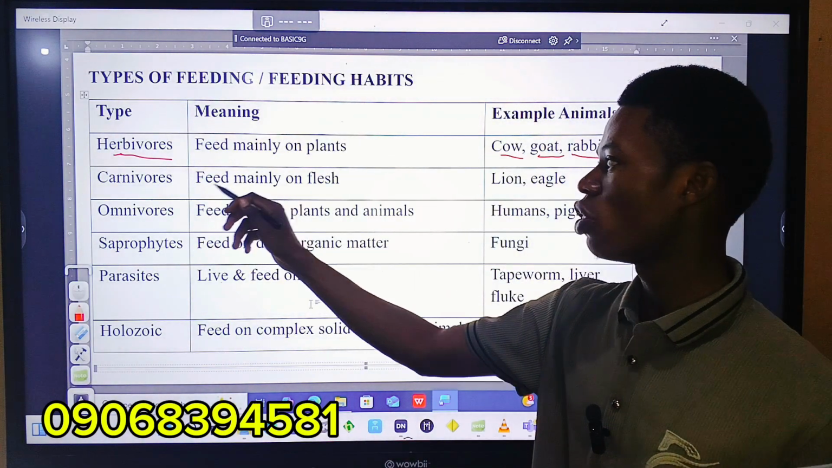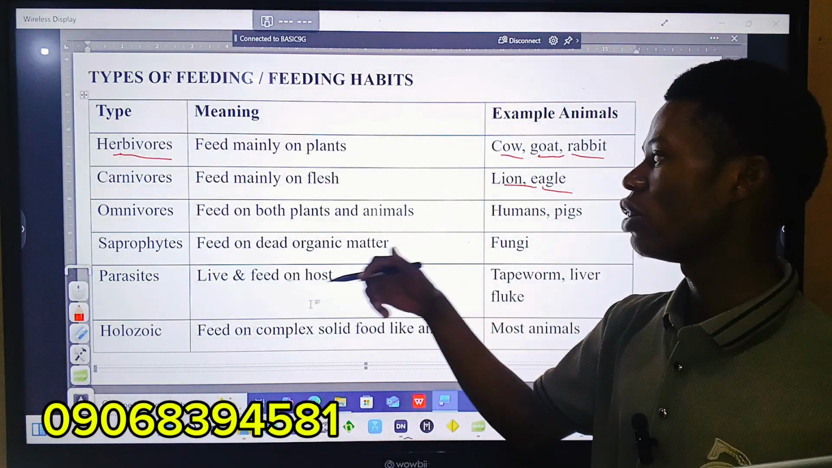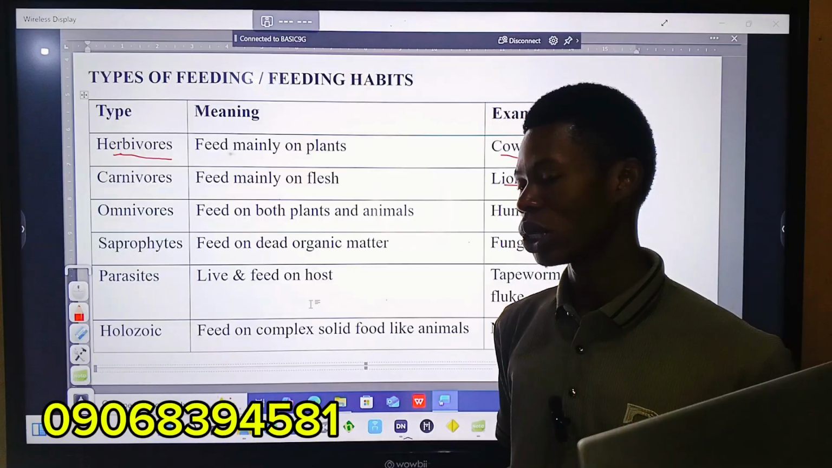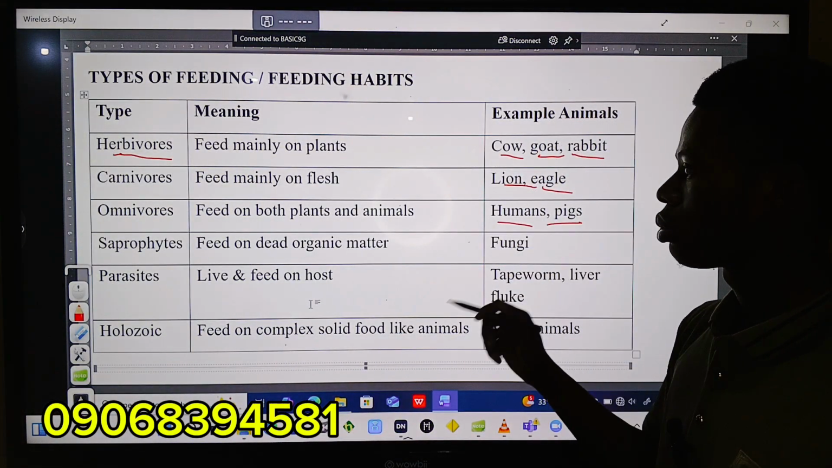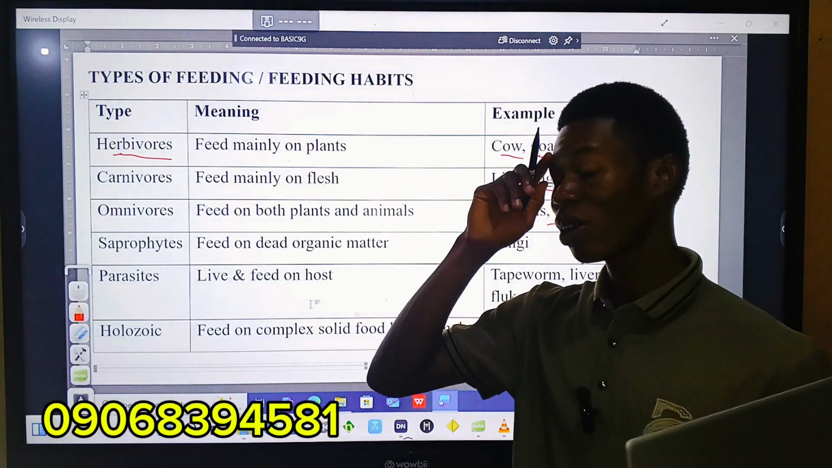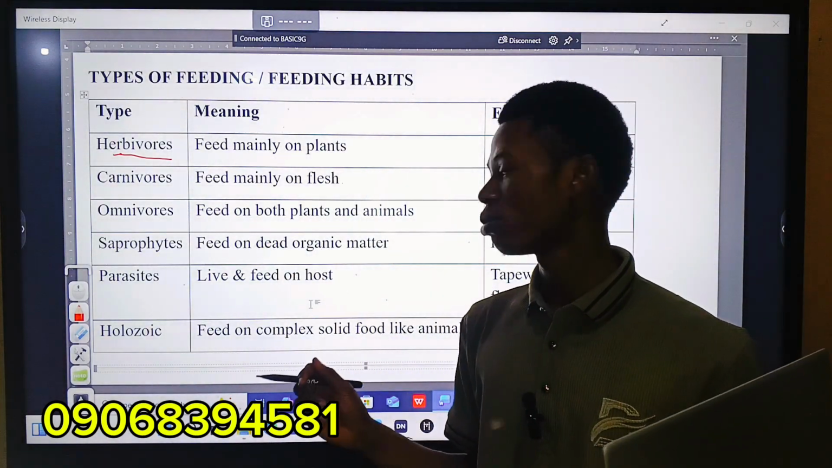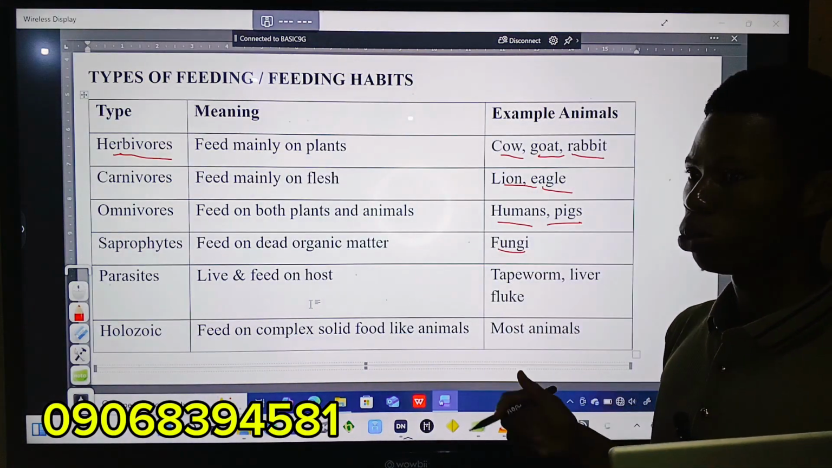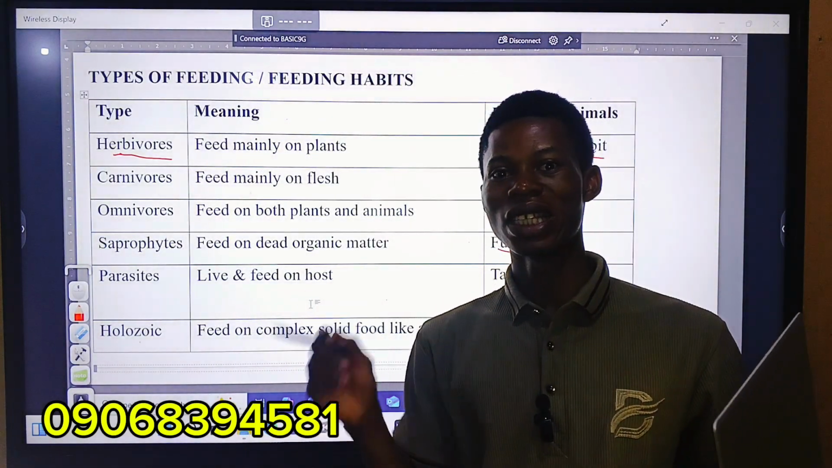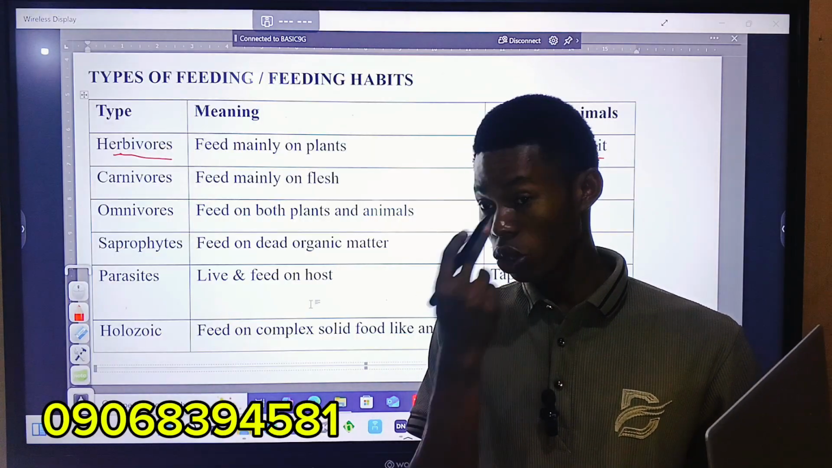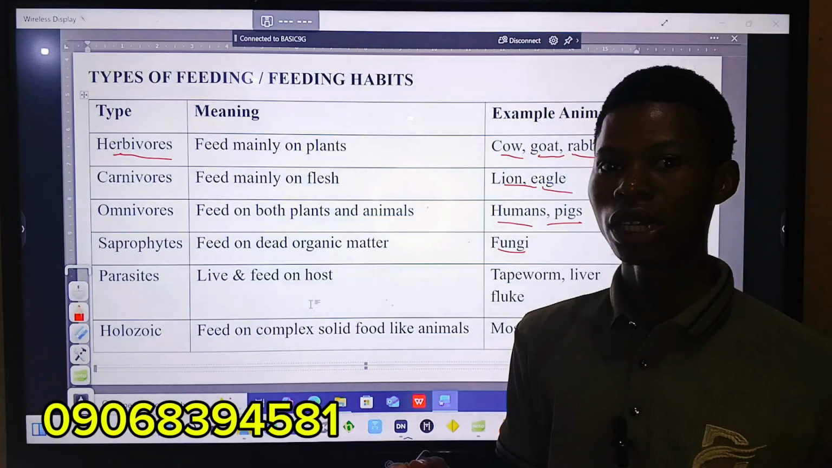Now, carnivores, they feed on flesh. For example, lion and eagle. Omnivores, they feed on both plants and animals. For example, humans and pigs. Saprophytes, anytime you hear saprophytes, they feed on dead decaying organic matter. For example, fungi like mushroom. You will not see a mushroom growing on a tree that is still alive. Mushroom is always growing on dead decaying matter because what they do is extracellular digestion.